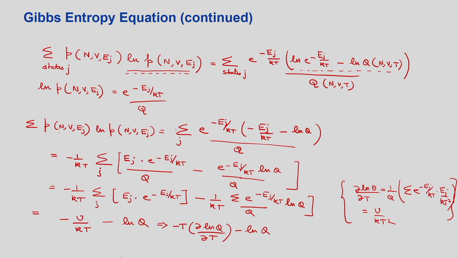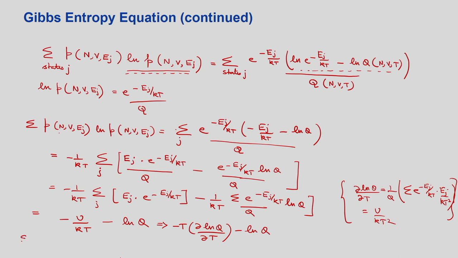This is exactly the same expression which we got from the entropy, because this is what we know, this is entropy only. So, if you take the negative sign outside, it becomes T dou ln q by dou T plus ln q, which is the entropy equation. So, from probability we can also obtain the expression of entropy.